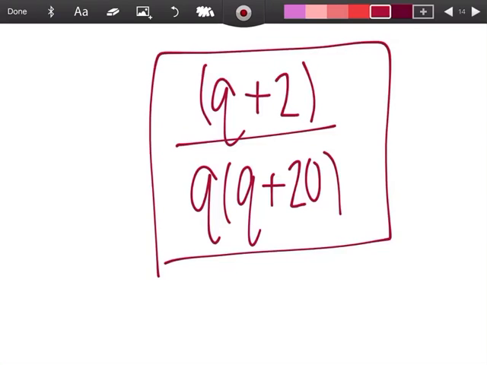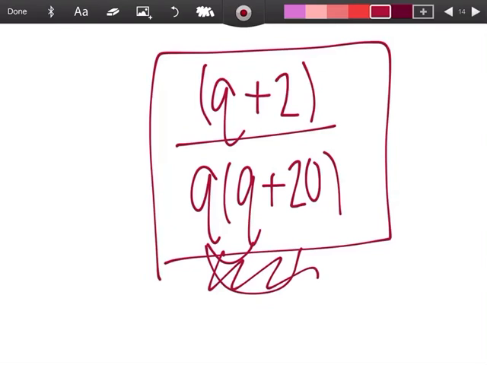And as far as simplifying goes, I would rather you leave it like this. I don't want you to distribute the q, because if maybe we missed something and there was more simplifying to do, I would want you to recognize that. So this is the final answer.